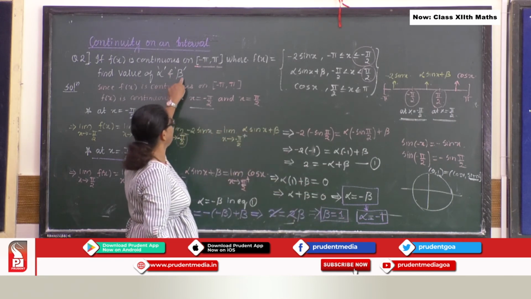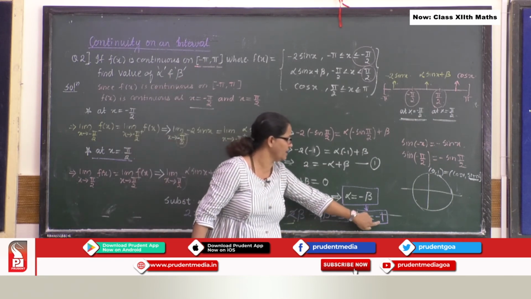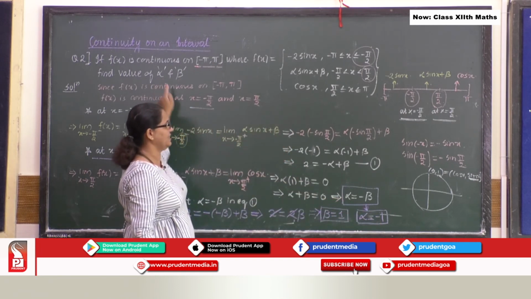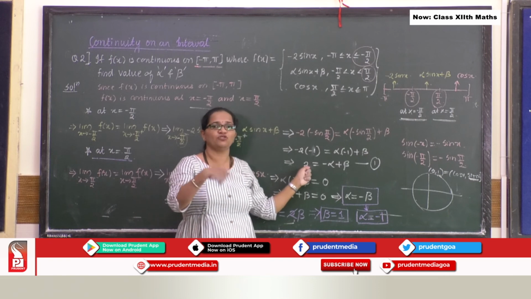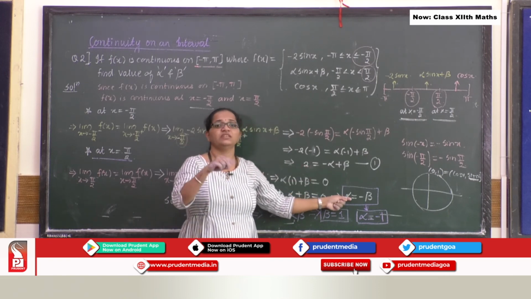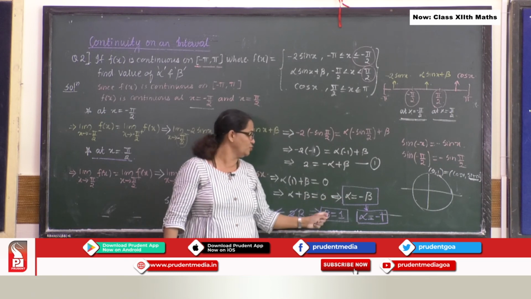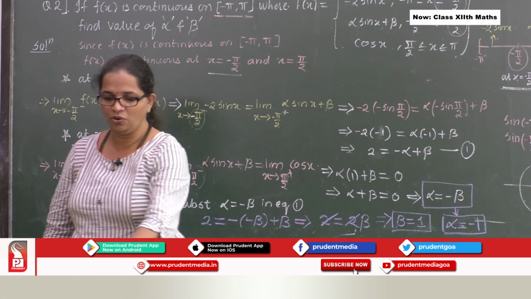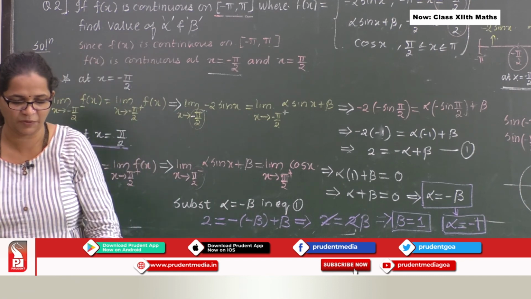Okay, so here we conclude that beta equals 1. This is what I need to find, and alpha equals minus 1. This is also what is required. Here see, instead of solving it simultaneously, I used the substitution method to get the values of alpha and beta. Okay, so let's go for the next problem.